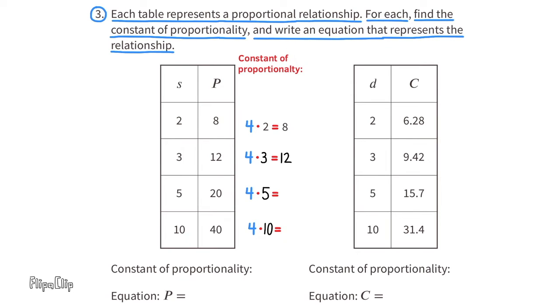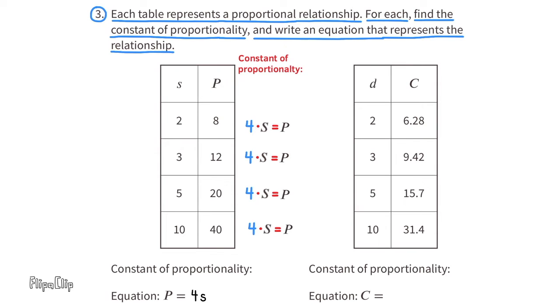Four times 3 is 12, 4 times 5 is 20, and 4 times 10 is 40. To write an equation that represents the relationship, we can substitute these terms with the variable s and substitute these terms with the variable p. The equation reads 4 times s equals p, or 4s equals p. 4s equals p can also be written as p equals 4s.